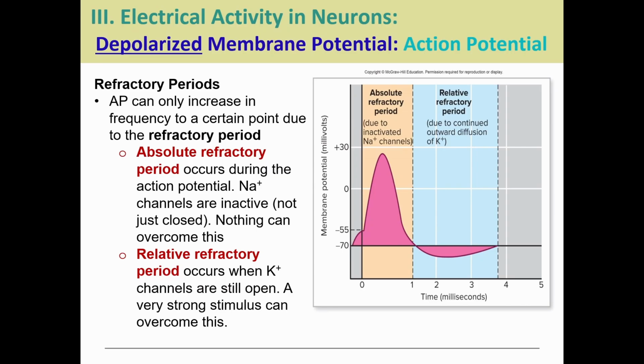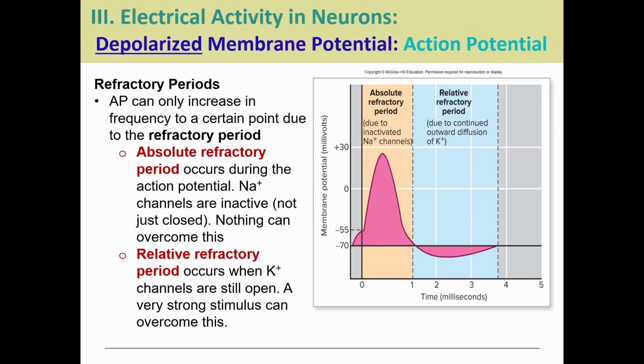Now there is a refractory period because it takes time to get back to our -70. Because potassium has been pushed out and keeps being pushed out, it's going to take some time for us to close those channels and then use the sodium-potassium pumps to get back to -70. So while we're too low, we cannot fire an action potential.